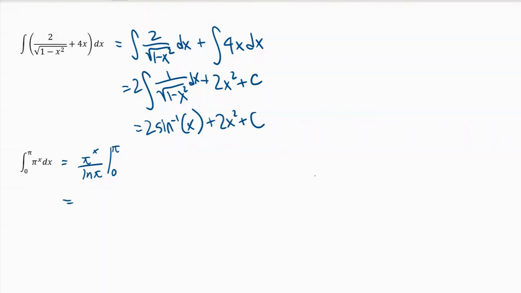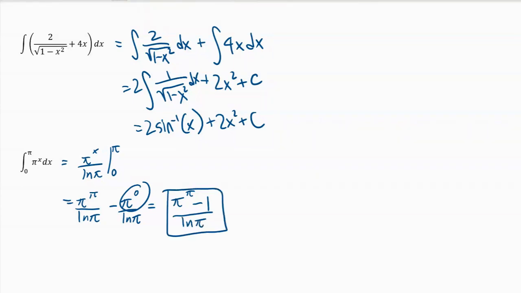So that is pi to the pi over ln pi minus pi to the 0 over ln pi, which gives me pi to the pi minus 1, over ln pi, since anything to the 0 power is 1. So a lot of pi's, it's kind of confusing, but it is just using, again, one of the rules that we know, which is the antiderivative of an exponential function.